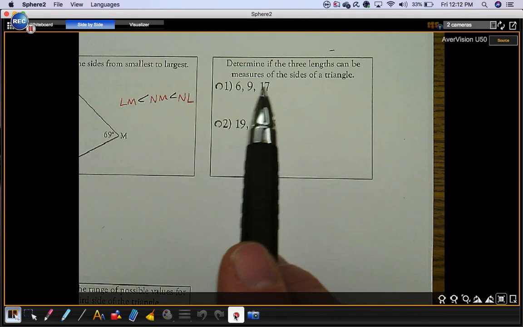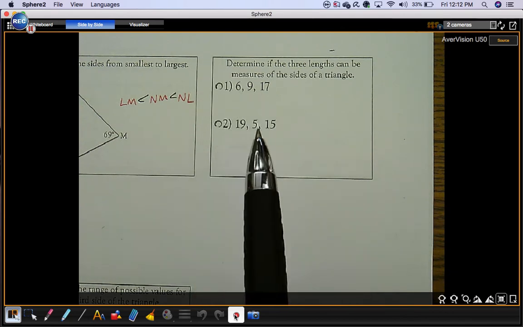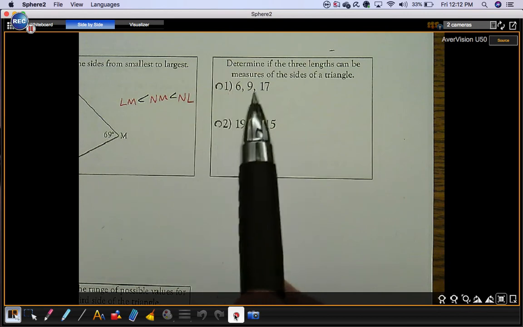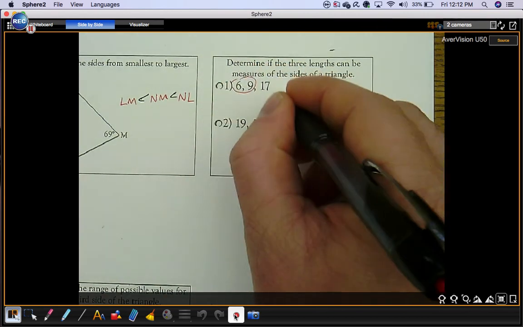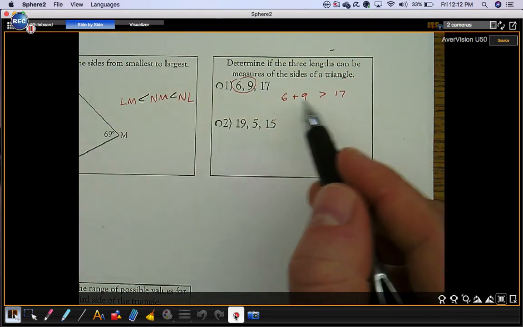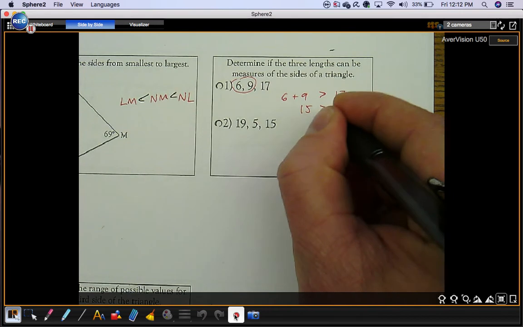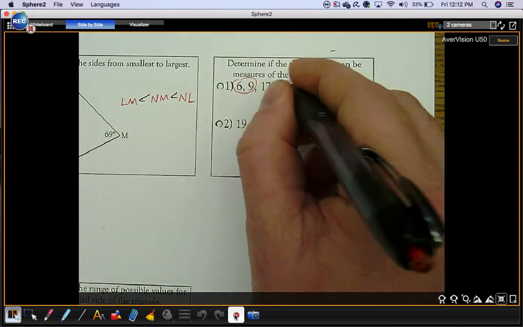If you're going to make a triangle out of 3 side lengths, it can't just be any 3 numbers that you pick. Remember, the 2 smallest added together have to be bigger than the biggest. So find your 2 smallest. Is that bigger than the biggest? 6 plus 9 is 15. 15 is not bigger than 17. You cannot make a triangle here.